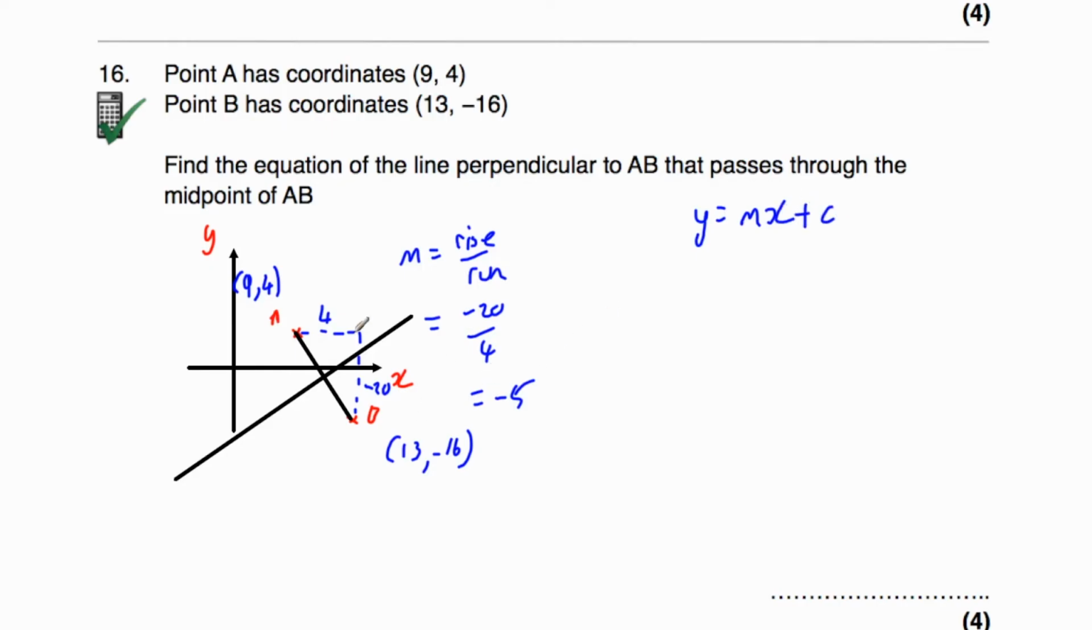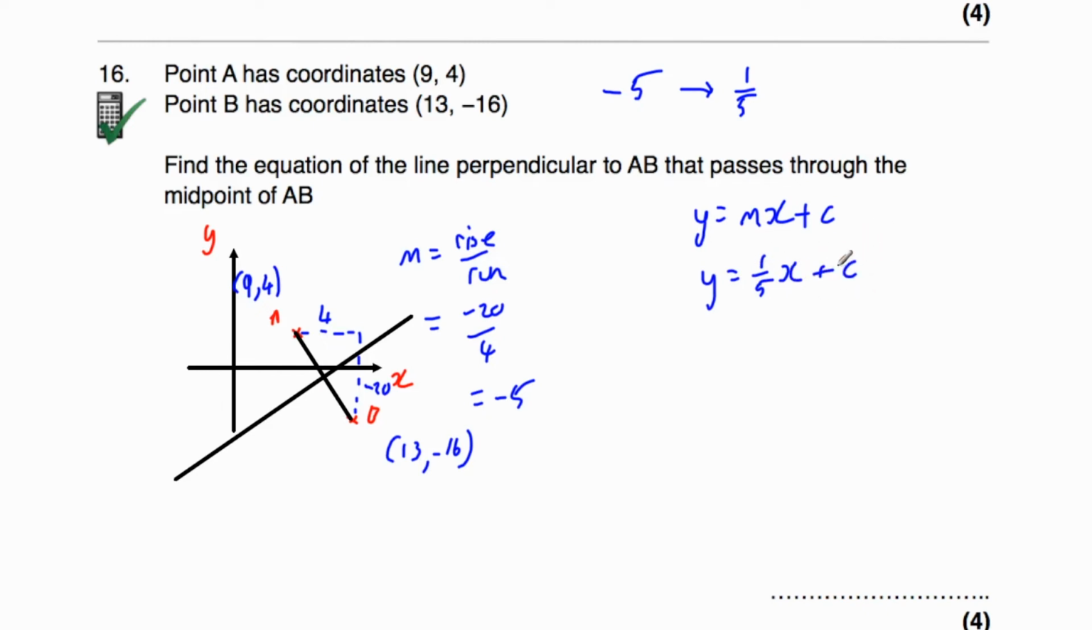We know the gradient of this line AB is equal to -5, so we need to find the gradient of the perpendicular line. So it's going to be the negative reciprocal. So let's find the negative reciprocal of -5. Because it's negative already, when we find the negative reciprocal, that makes it positive, and the reciprocal of 5 is a fifth. So that means that this line here will have a gradient of a fifth. And if you have a look at it, it's got a positive gradient, and it's not as steep as the other line. So we've got y equals a fifth x plus c. Now we need to find c.